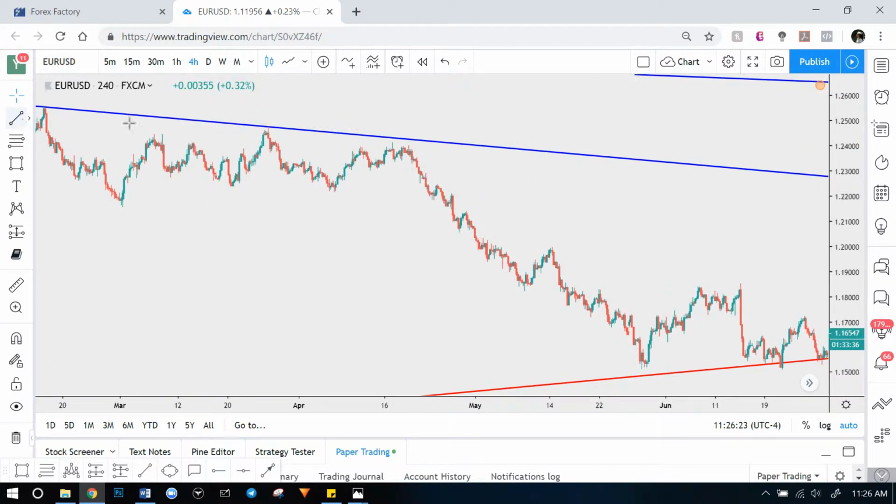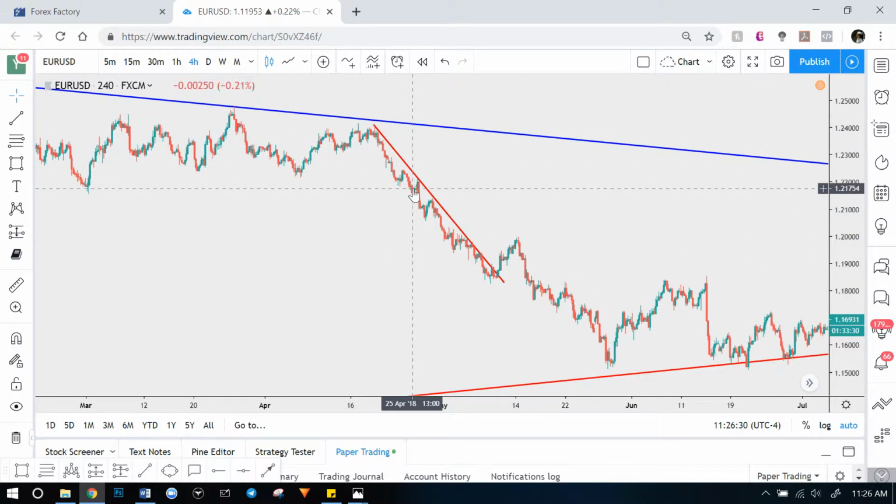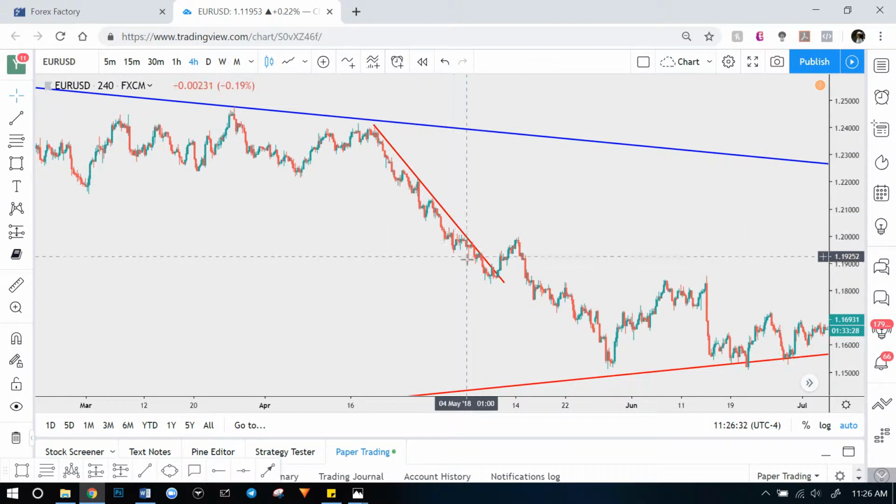Now let's draw a trend line. This is a rather steep trend line. We extend it out into the future. This is rather steep, so retracements don't have much room.